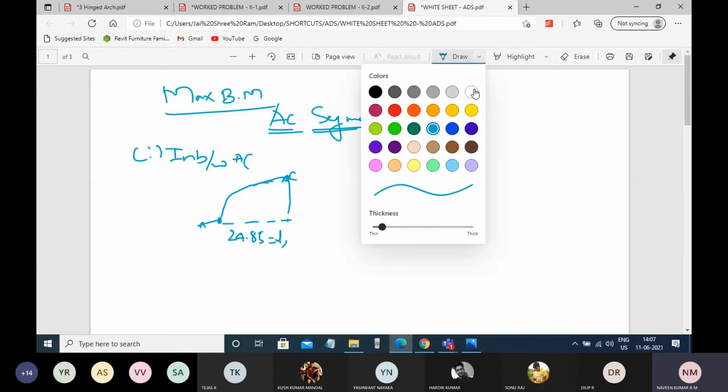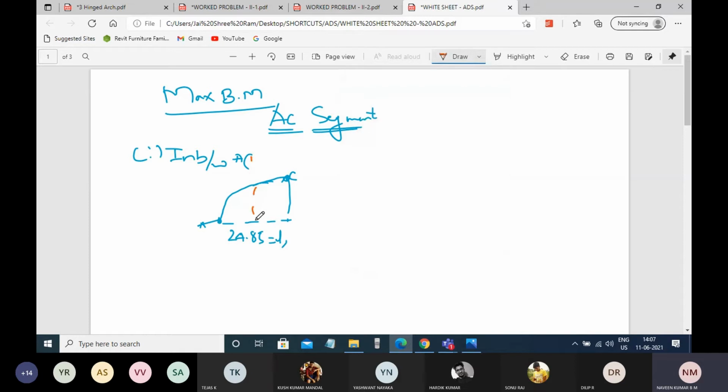So where are you going to find the bending moment? Exactly at the center. Why? Because the UDL is acting on the entire span. So you can consider section XX, with the distance from support A to this particular section as x equals 24.85 divided by 2. I hope it is very clear now. So we need to find the moment at section XX.